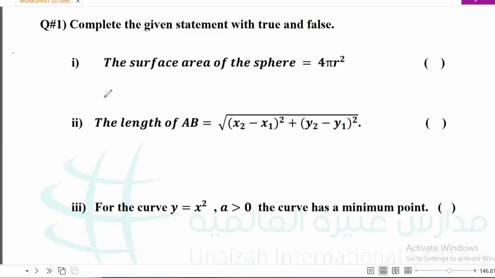We will discuss today in this video about quadratics, and there are a few questions related to quadratics, like true-false questions as well as MCQ-based questions, and then we will see at the end long and short questions as well. So here the first question is: the surface area of the sphere equals 4 pi r square.